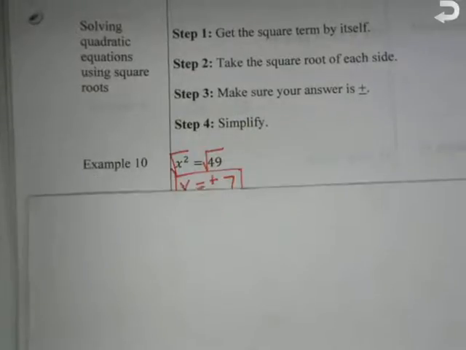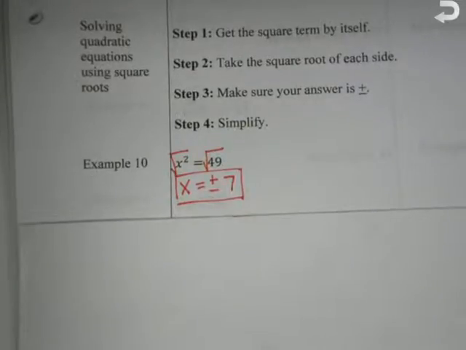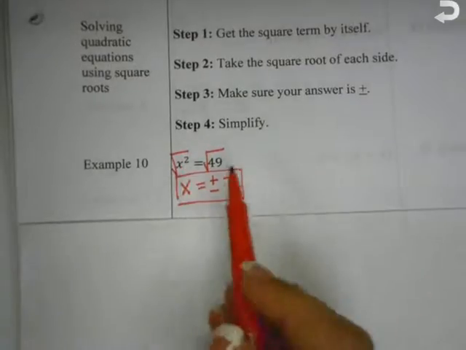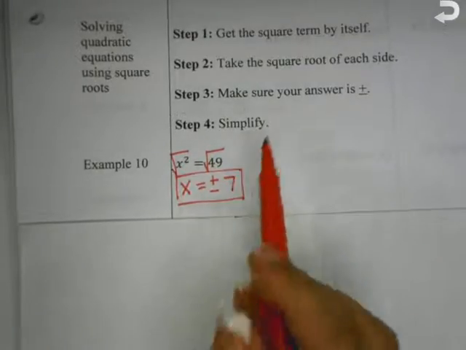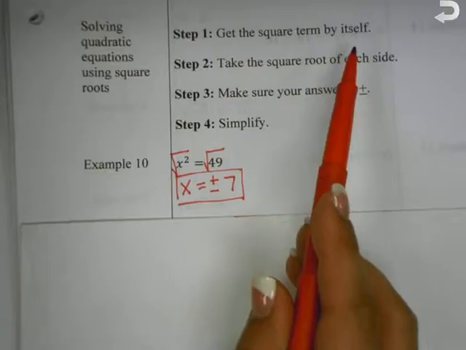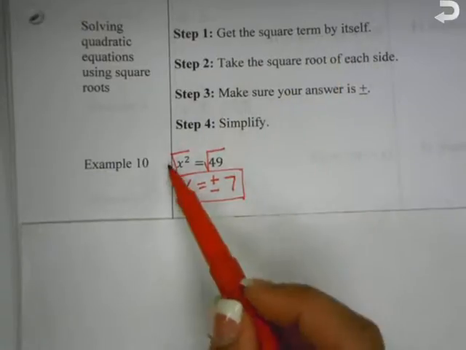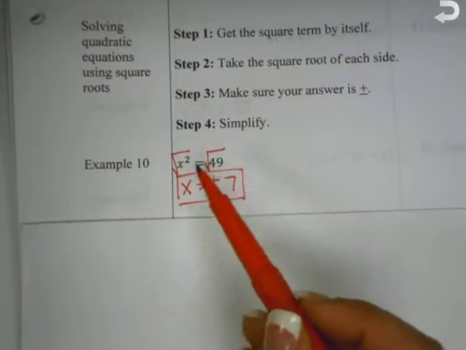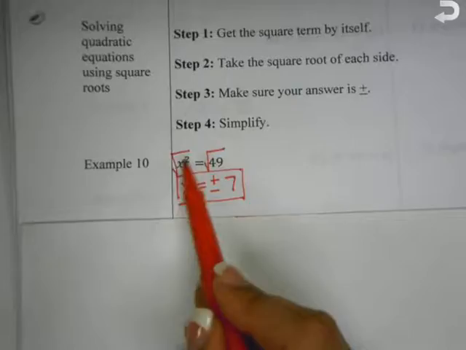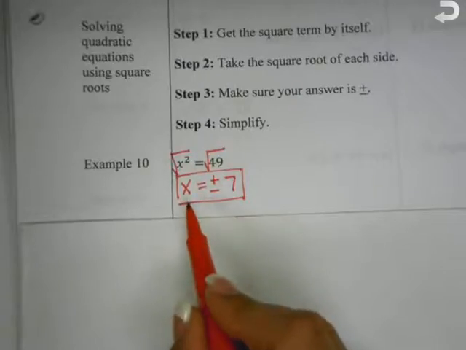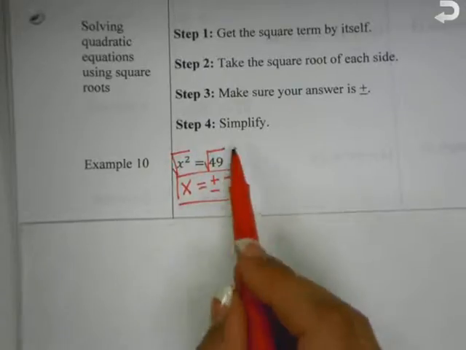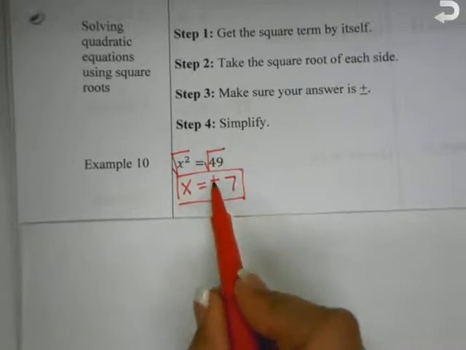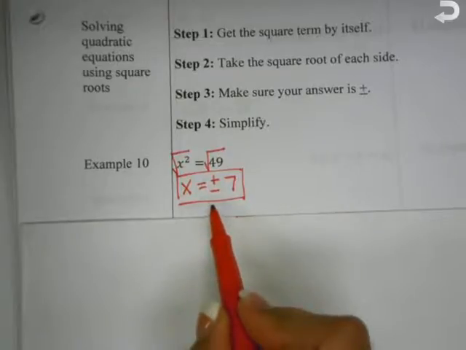Okay, so we did example 10 yesterday in class, really quickly, but we have x squared equals 49. Now the square term is already by itself, so we can go to step 2, which is take the square root of each side. And remember, taking the square root of x squared gives us just x. But if we take the square root of 49, we can get positive 7 or negative 7.